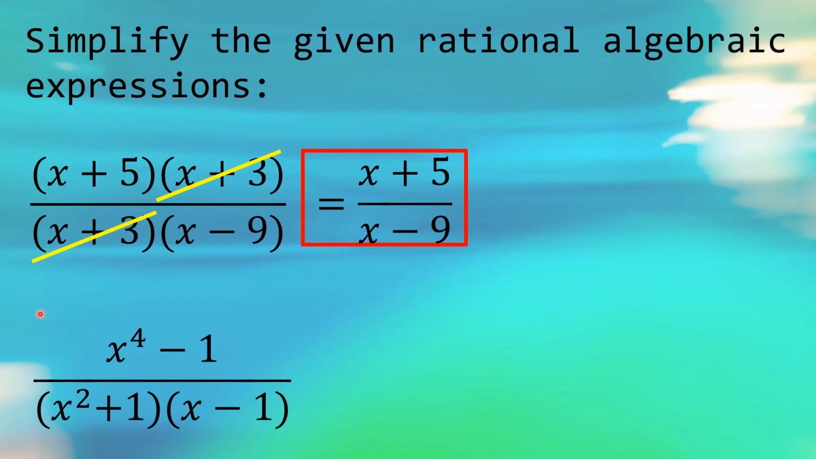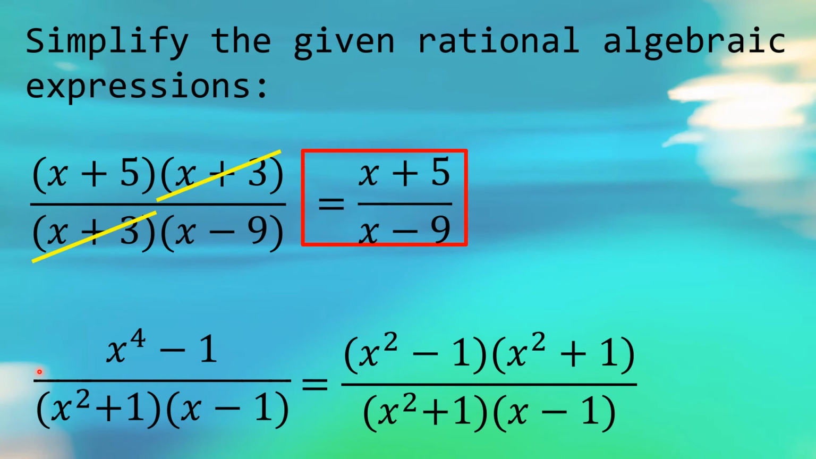Another example, x to the fourth power minus 1 over (x squared + 1)(x − 1). Again, ang goal natin ay kailangang may makancel tayo sa numerator at sa denominator. Wala pa tayong nakikitang magkatulad na terms sa numerator at denominator. So, ang gagawin natin, i-factor muna natin yung x to the fourth power minus 1. So, ang factor ng given numerator ay (x squared − 1)(x squared + 1).